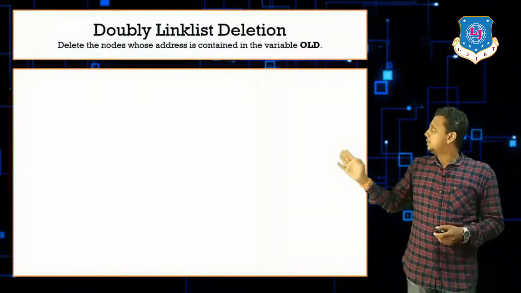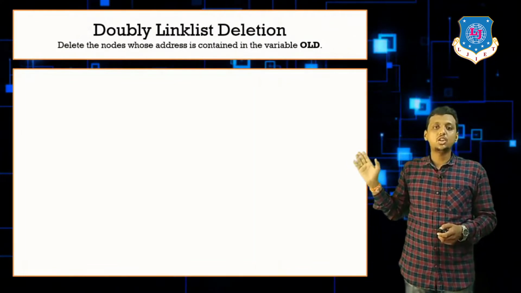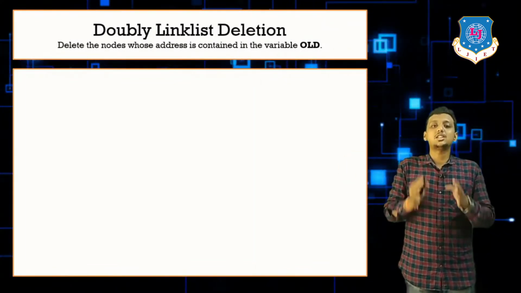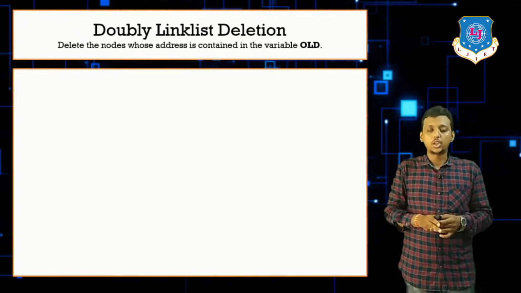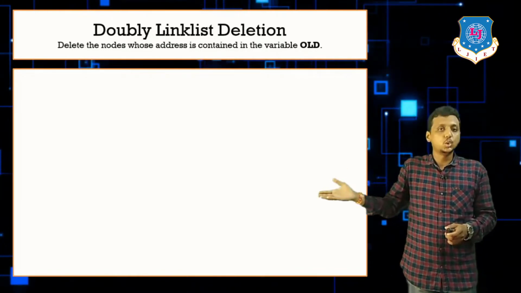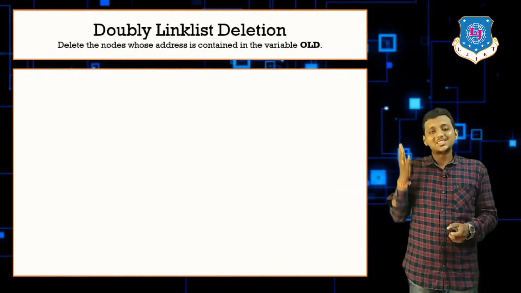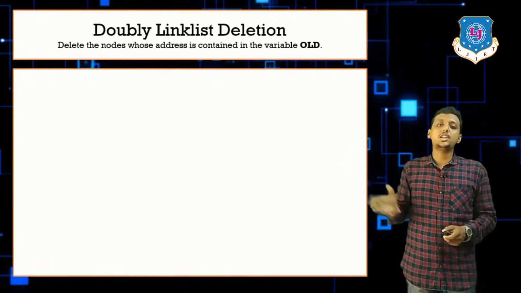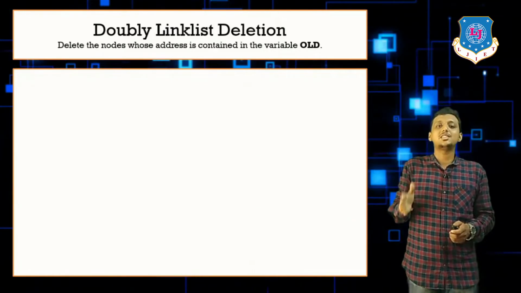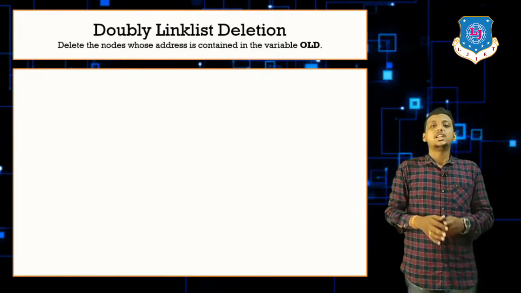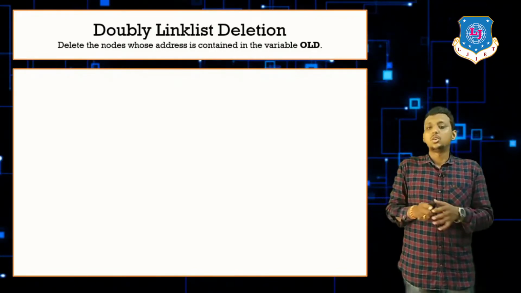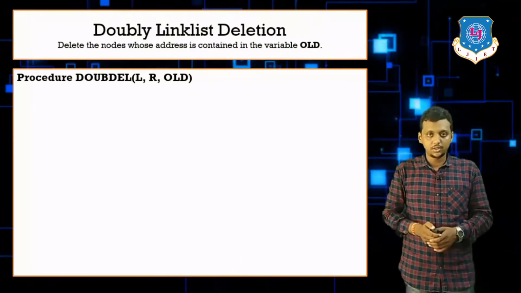So students, here in the doubly linked list deletion, we have the situation that we need to delete a node whose address is old. Like we take L, we take R, the node is pointed by a pointer whose name is old. That means the address is contained in the pointer old. Fine. So we need to delete a node whose address is pointed by old pointer. So let's start the doubly linked list deletion.